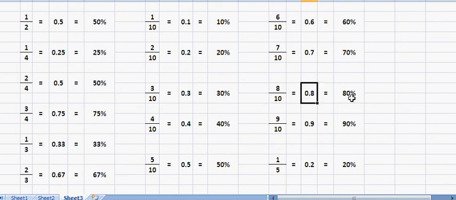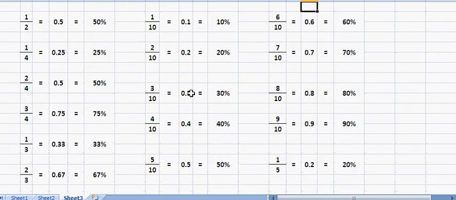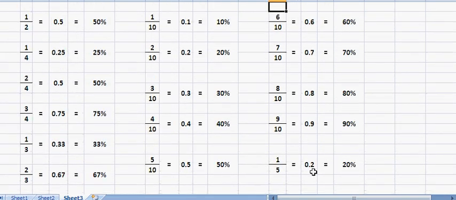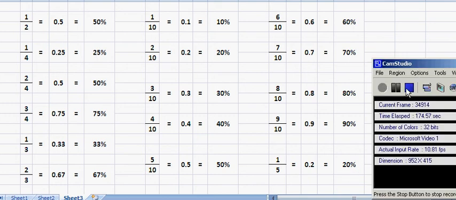8/10, 0.8, 80%. Woo, where'd all that go? 9/10, 0.9, 90%. So that's the tenths. You can see the pattern there. And then one final one, which is 1/5, which is 2/10, which gives us 0.2 and 20%. Okay, that's it for today.